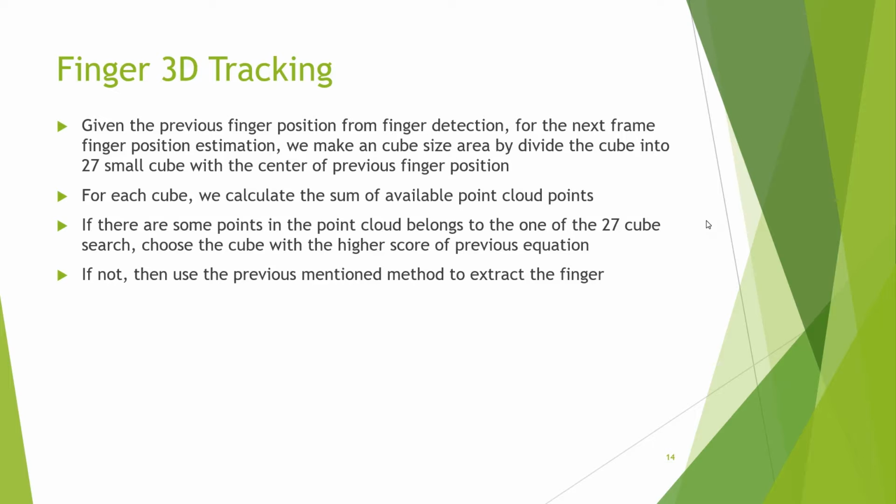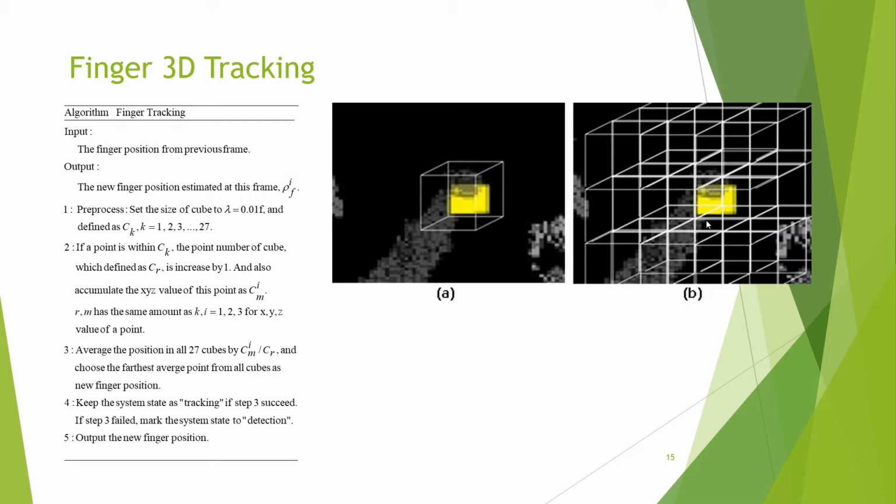And here is the illustration of the 3D finger tracking and the finger algorithm. If the system is able to track the finger, we keep tracking it, or keep giving the flag as tracking. If not, we change the flag to detection, so we can use the finger detection method for the next frames.